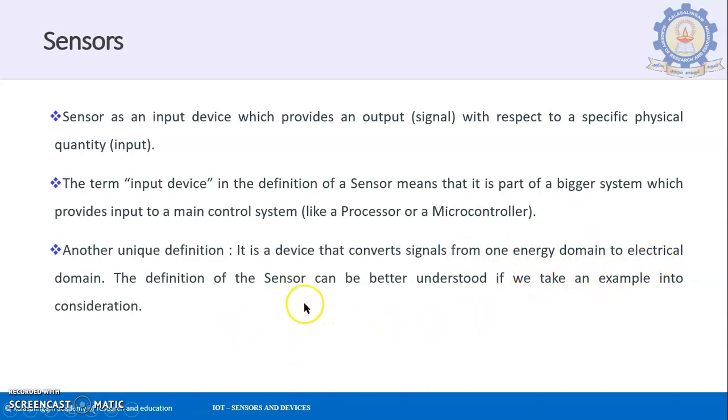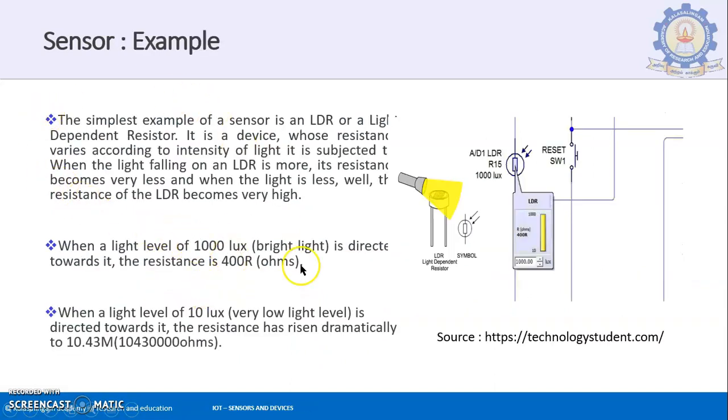The definition of the sensor can be better understood if we take an example into consideration. So we take an example over here. This is an LDR sensor. You can see the LDR working here. When light is falling on this particular sensor, what is happening? The resistivity changes inside. So what is the quantity? You can see that it's a physical quantity which is the input over here, whereas it is converted to an electrical quantity. And that is what you see in this particular diagram.